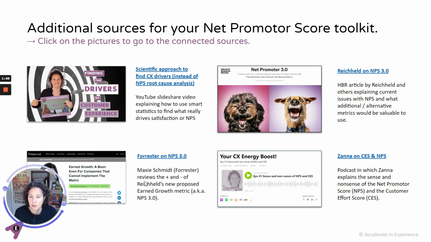Then here on the left is an article from Forrester, Maxi. If you are looking for somebody in CX who really knows her stuff, definitely follow Maxi. And she's also doing a review of the pluses and minuses of the earned growth ratio that Reichelt is proposing. And here on the right is a podcast that we recorded recently where we discussed the sense and nonsense, not only of the Net Promoter Score, but also the customer effort score. And so with these 4 sources, you have some additional information to assess what's the value or not of NPS for our own organization. Okay, let's dive in.